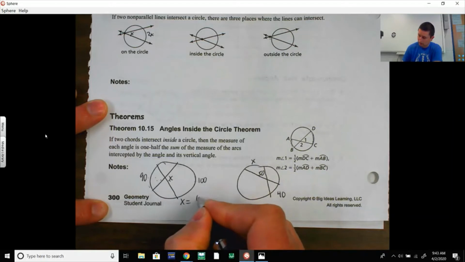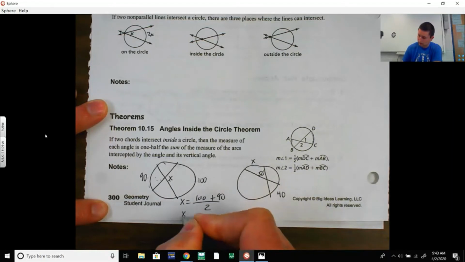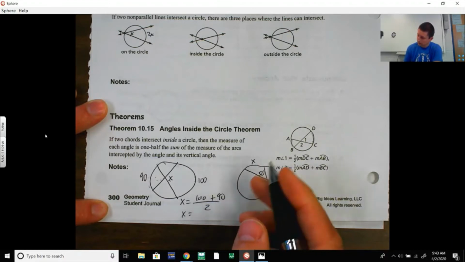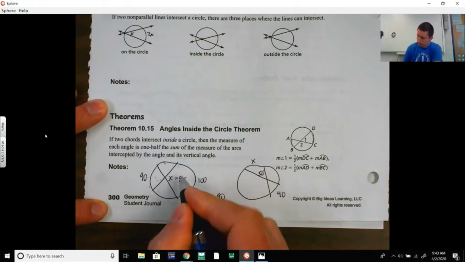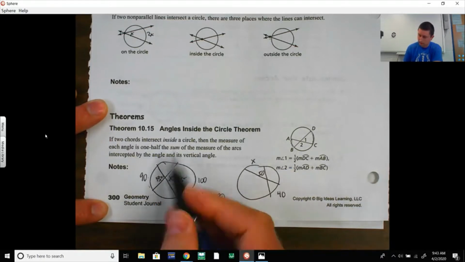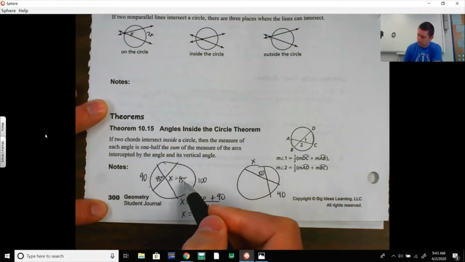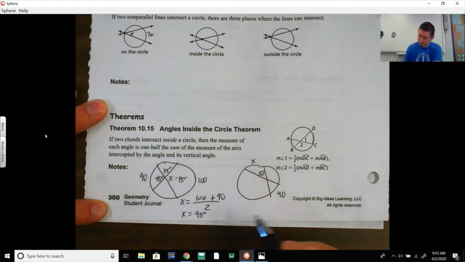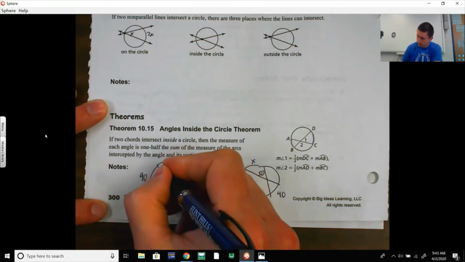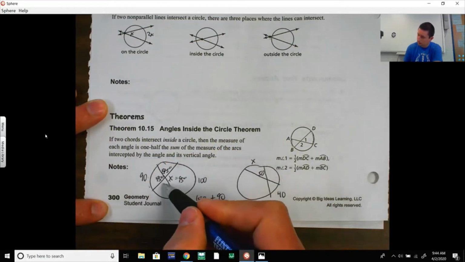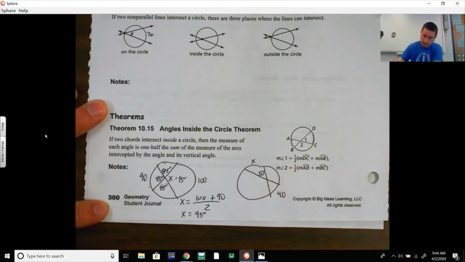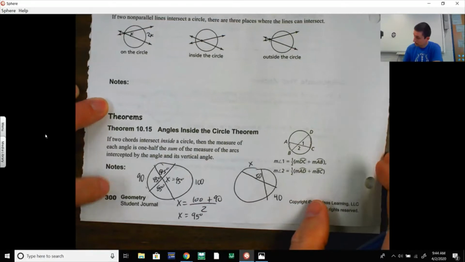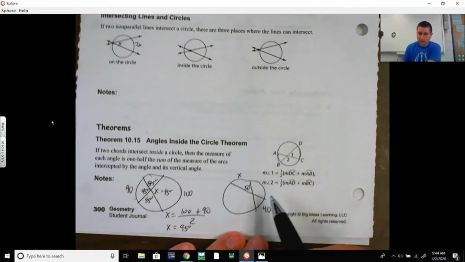So x is going to equal 100 plus 90 divided by 2. So 190 divided by 2 would be 95 degrees. So this would be 95 degrees, and those are vertical angles, so that's also 95 degrees. These form a linear pair, so they're supplementary, so this would be 75 degrees. Okay, is that right? Or 85? How about 85 degrees? 85 sounds better. So those two would be 85 degrees. 85 and 95 is 180, last time I just checked. Yeah, of course. Okay.